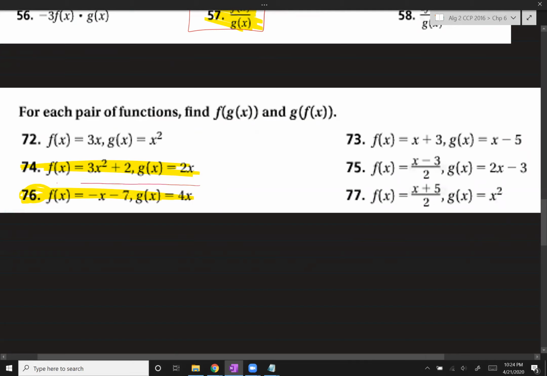All right, the last one we're going to deal with is number 76. Now I'm going to do this as f of g of x and get a result, and g of f of x and get a result.